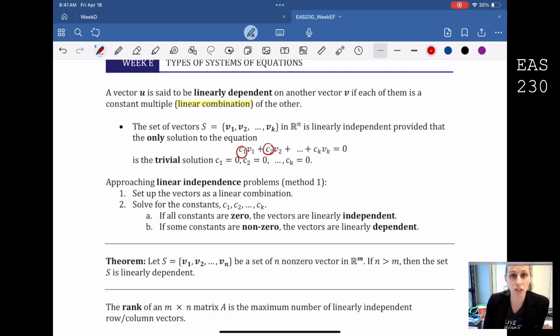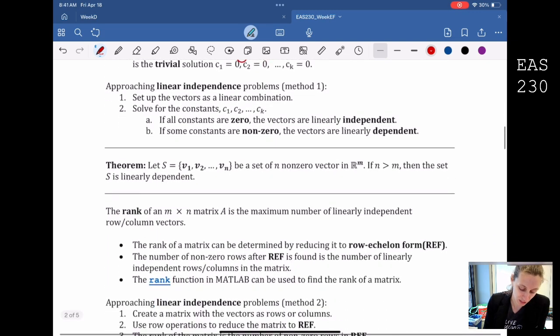So we set up the vectors as a linear combination like we did in week A. We solve for our constants. If our constants are all 0, then the vectors are linearly independent. But if we have at least one that is not 0, then my vectors are dependent.